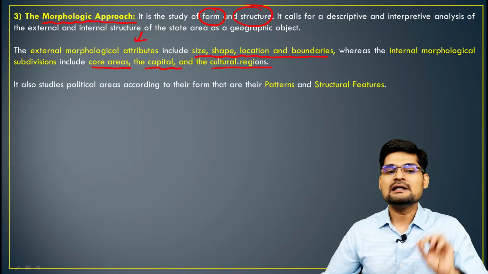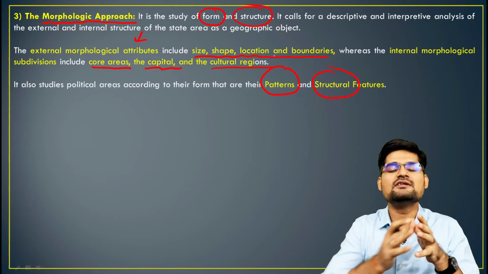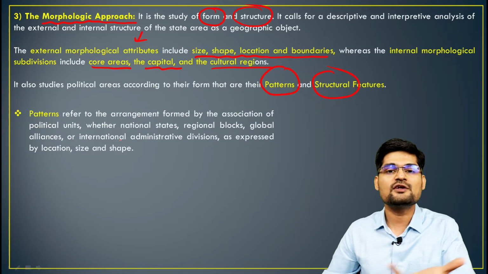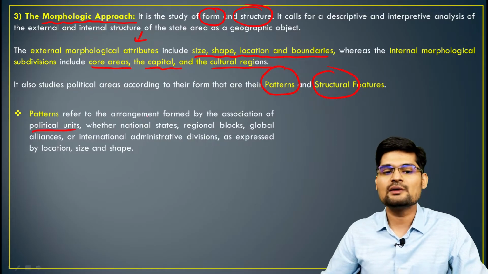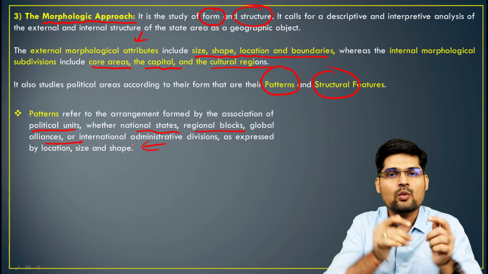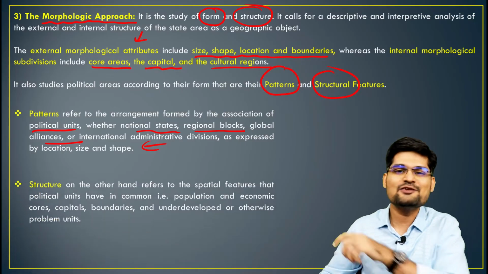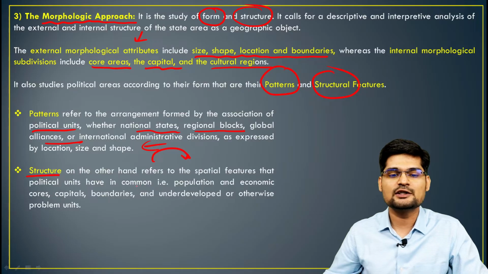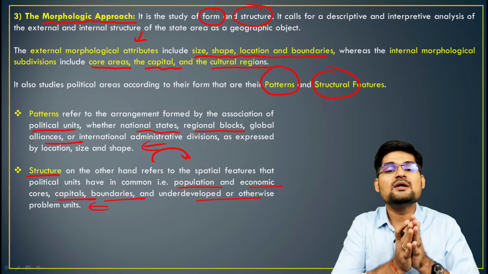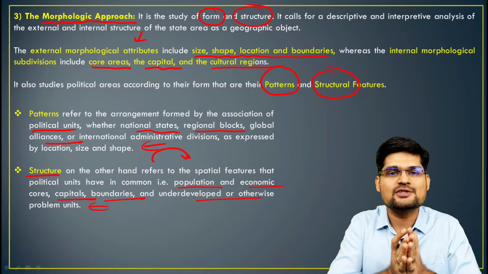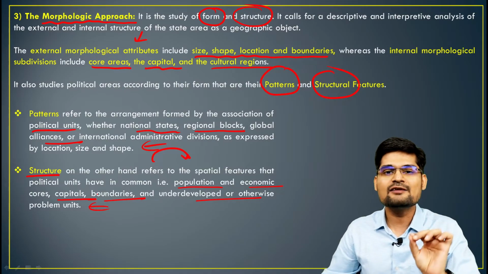So if you observe the basic idea of patterns and structural features, let's look into the patterns. What does it all include? It refers to the arrangement of the phenomena of a space. So for example, power units, national states, regional blocks, global alliances, and their location, size, and shape. What pattern does it show on the space? And the second one is structure, of course. What is the structure? It refers to the spatial features in terms of population, economy, capitals, boundaries, underdeveloped or otherwise problem units that we define. So this is the structure. So shape and structure, or form and structure put together, forms this approach in studying political geography.